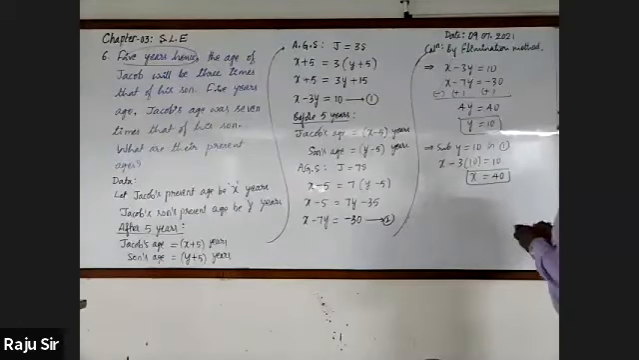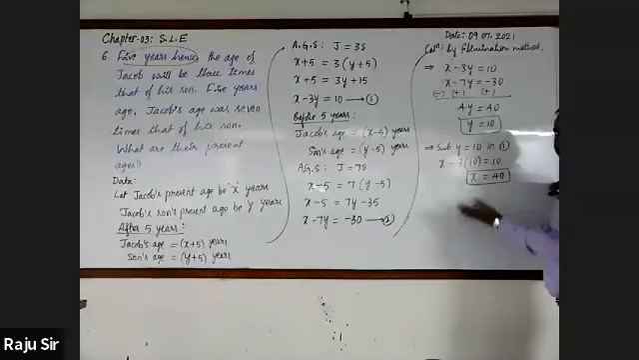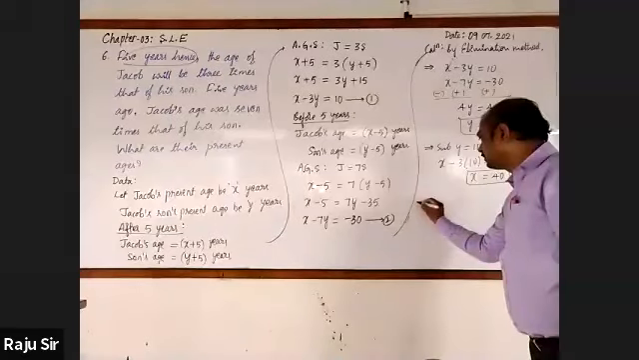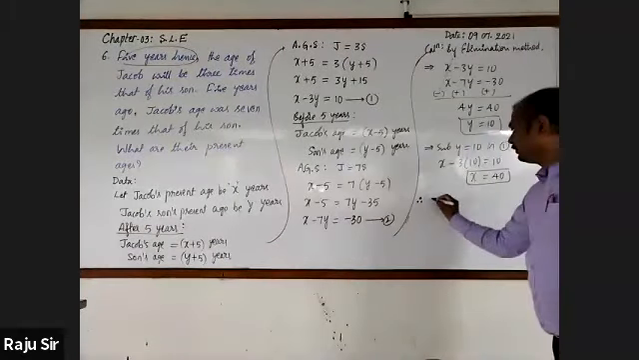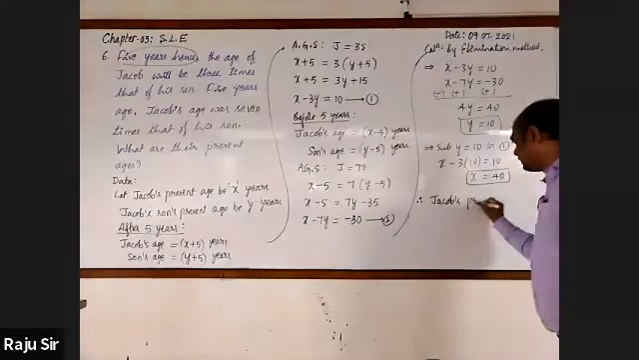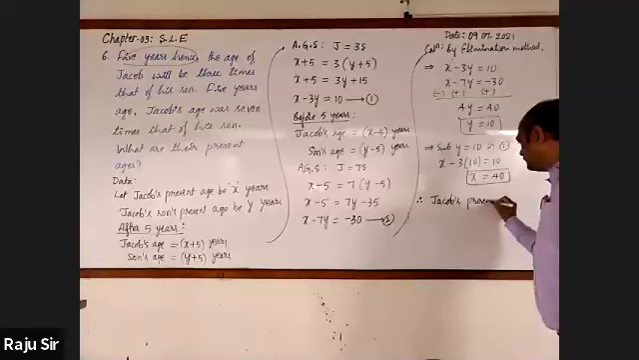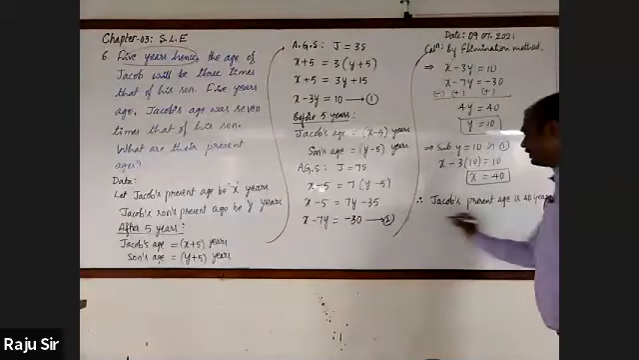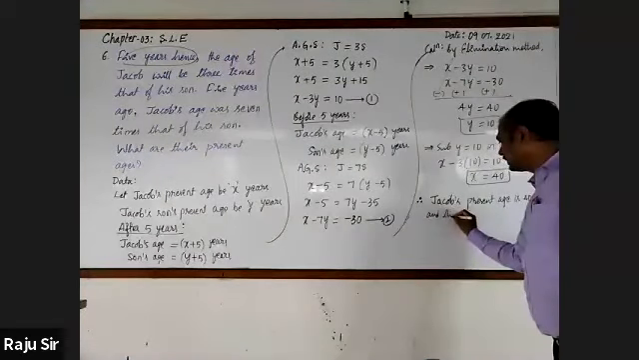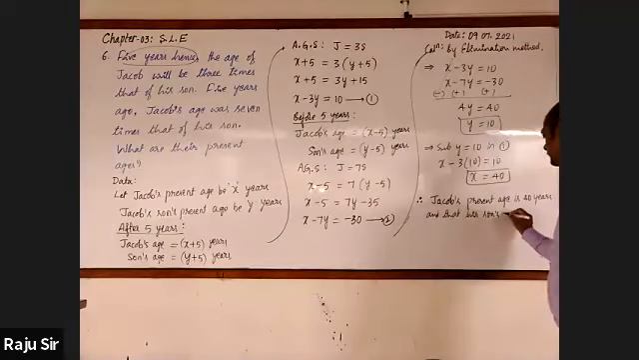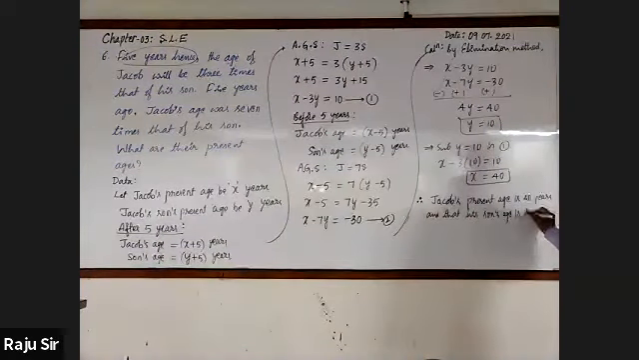Then observe here, Jacob's present age is 40 years and his son's age is 10 years. So let us write the conclusion. Therefore, Jacob's present age is 40 years, and that of his son is 10 years.